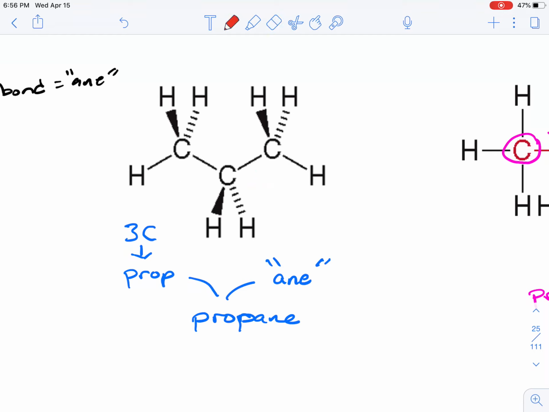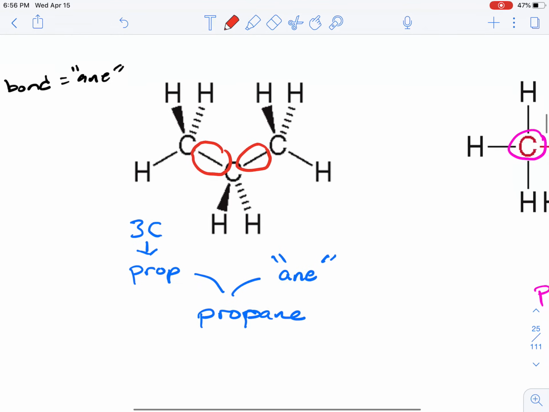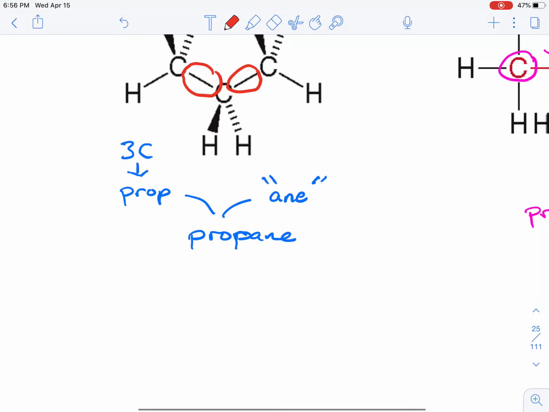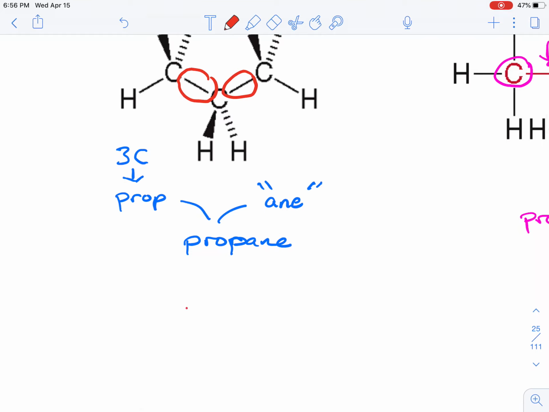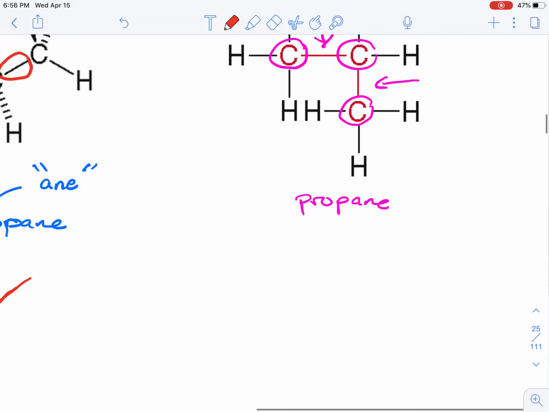And maybe this will clear up the confusion, if there's any confusion on how to draw a skeletal structure. Notice that there's a line here and there's a line there. So we're going to only represent those 2 lines in our skeletal structure. And so I'm going to connect those 2. So I have something that looks like this. So this is propane. Okay.